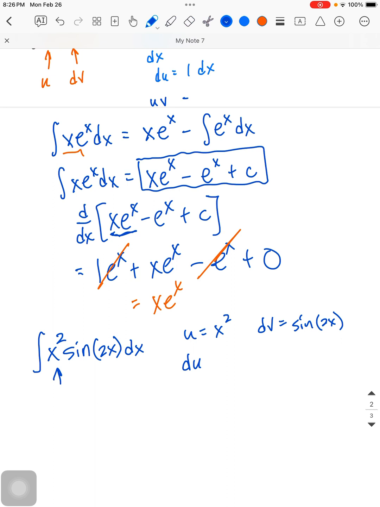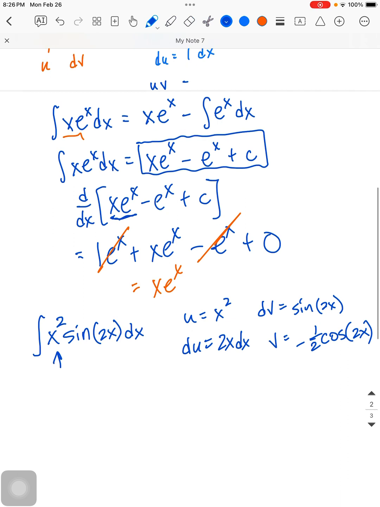So I'm going to set up du real quick, and I'm going to set up v real quick. Be careful here. The antiderivative is going to be negative cosine, and then I have to balance it out with a 1/2.